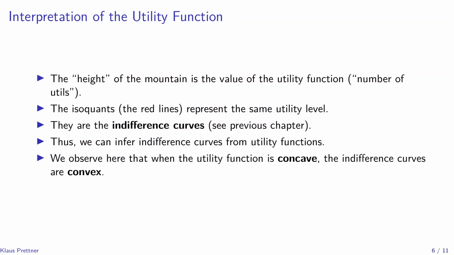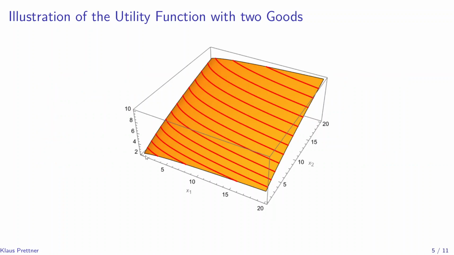What does this mean? So if we hold one of the goods constant and increase consumption of the other good, then utility would increase, but at a decreasing rate. We see this here, perhaps not as well as we would see it when we plot it in a two-dimensional case, but basically we see this. Also here along the x-line, so if we hold x1 constant and increase x2, then utility would increase, but at a diminishing rate. So that would mean that the utility function is concave in the two input arguments, and in this case, the indifference curves are then convex.